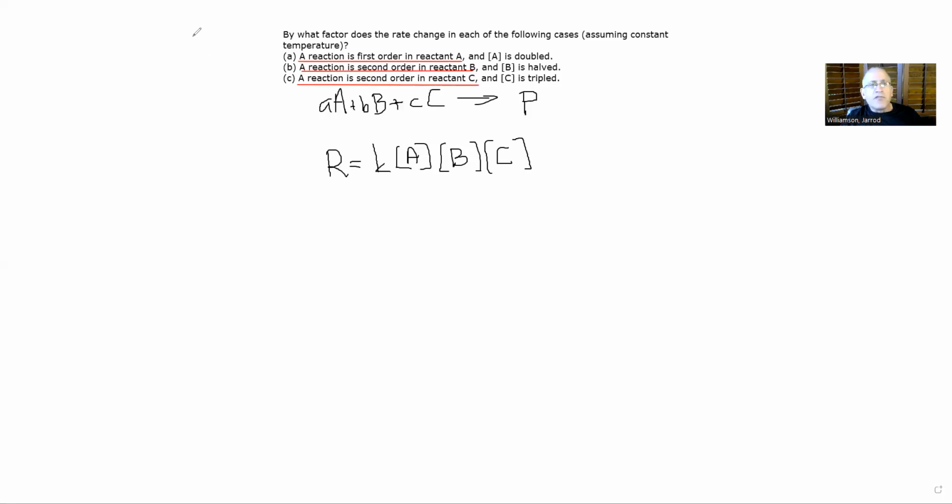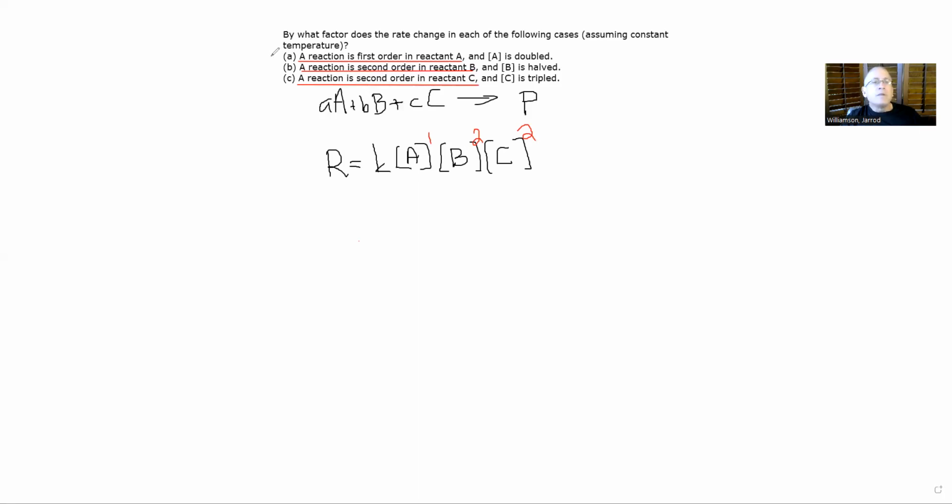And it says it's first order in A, so I'm going to put a 1 there. We don't normally put the 1 there. It's like doing algebra and writing x to the 1 power, but I'm going to do it as a teaching tool. It says it's second order in reactant B, so I'm going to put a 2. And second order in reactant C, so I'm going to put a 2.